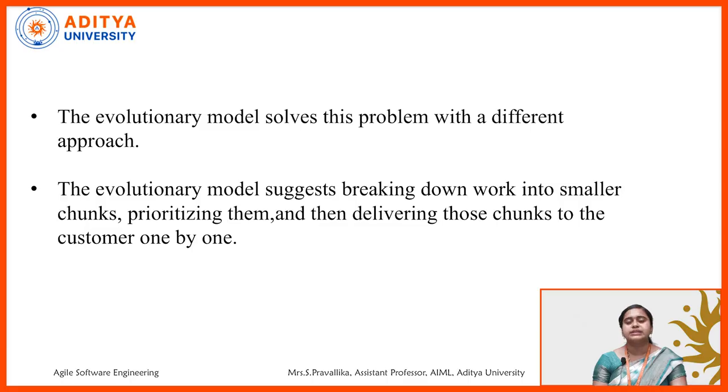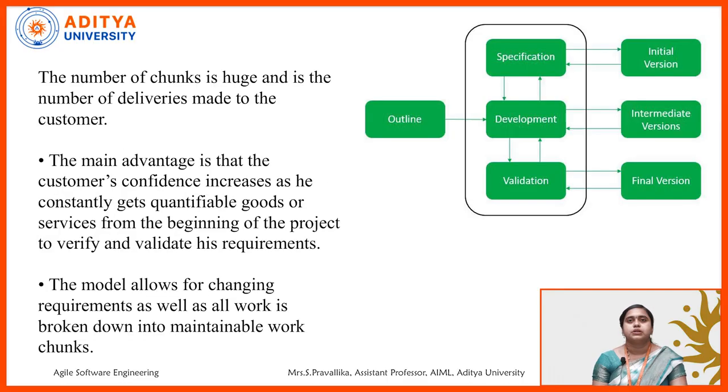So what happens in this evolutionary model is, it suggests breaking down work into smaller chunks, prioritizing each chunk, and delivering those chunks to the customer one after another. By doing this, the work will be easier. Next, the number of chunks determines the number of deliveries made to the customer. Based on the number of chunks, we are going to have that many deliverables for the customer.